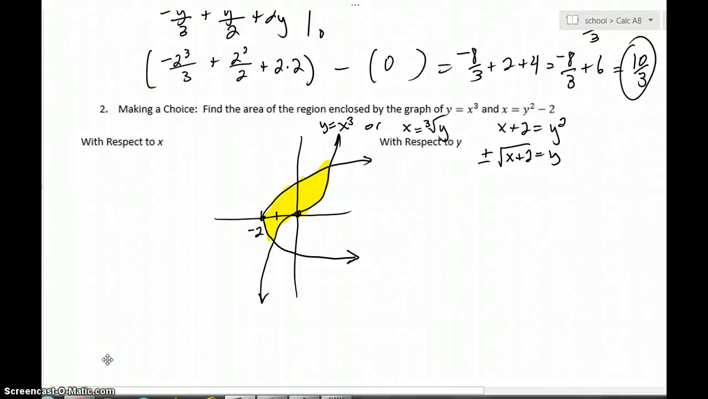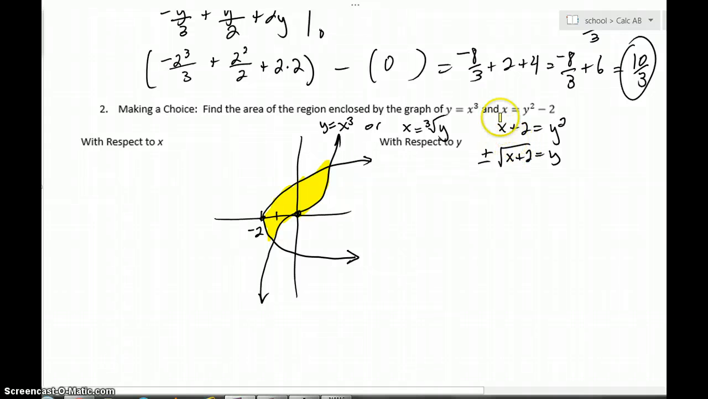Okay, continuing with 8.2, finding the area between two curves. We left off on our last video with this example, our last example of this lesson. We have the cubic function y equals x to the third. We actually graphed out the sideways parabola x equals y squared minus 2.